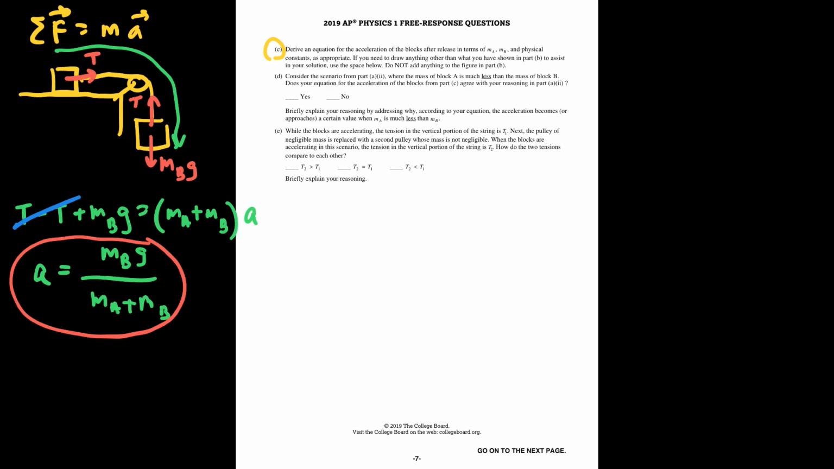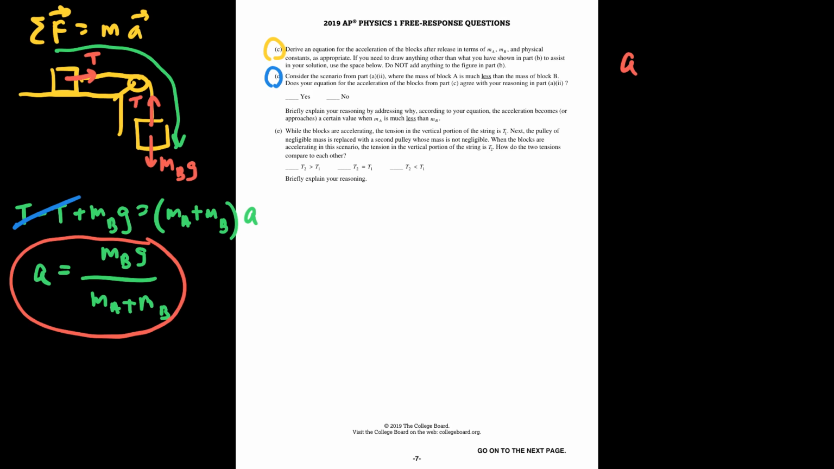And now we're moving on to part D. Part D says consider the scenario from part A2 where the mass of block A is much less than the mass of block B. Is my equation consistent? My reasoning there was that because the mass of block A was so much less, the thing essentially falls in free fall, and the acceleration should be equal to g.